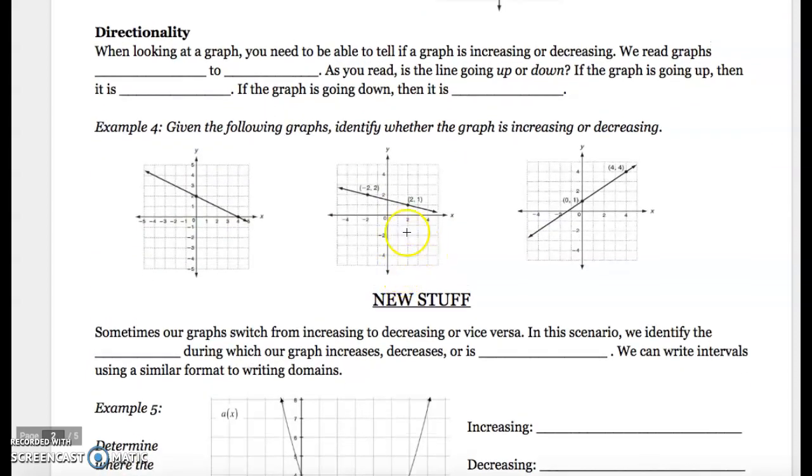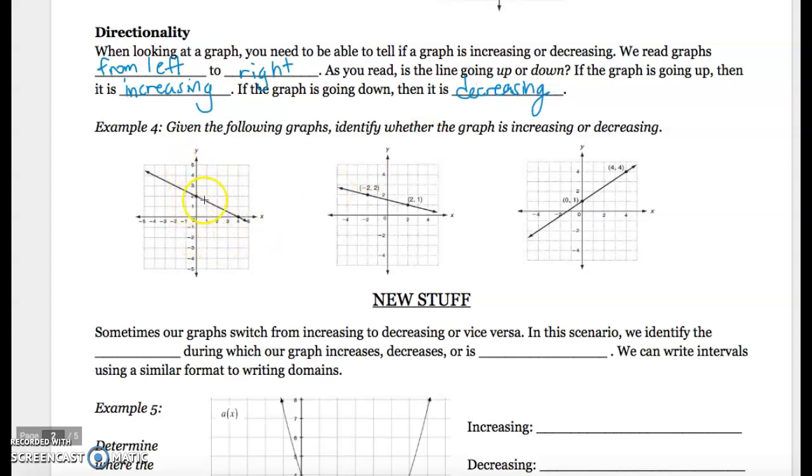All right, and then we'll look at directionality before we get into some of this new stuff. So directionality is when you look at a graph, you need to be able to tell if it's increasing or decreasing. We read graphs from left to right. As you read, is a line going up or going down? If the graph is going up, then it is increasing. And if the graph is going down, then it is decreasing.